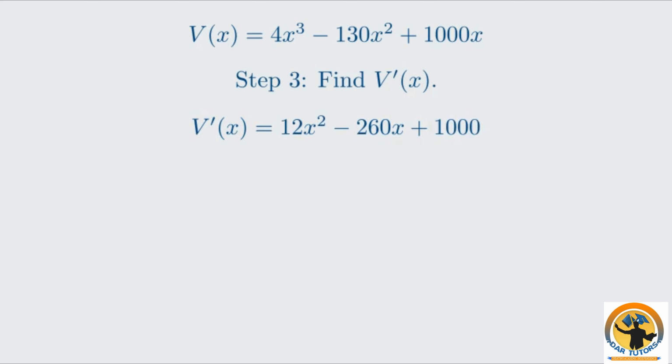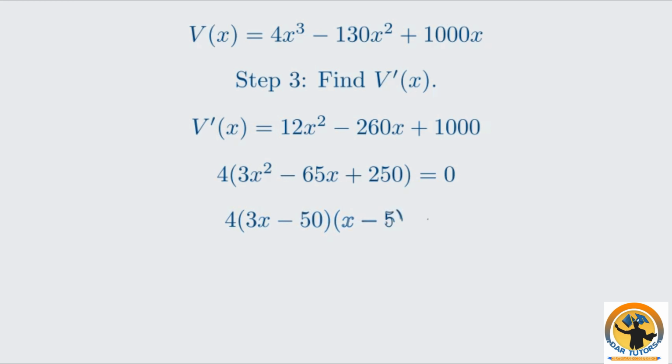We can factor out a 4. This gives us 4 times the quantity 3x squared minus 65x plus 250 equals 0. We can solve this quadratic equation using the quadratic formula or by factoring. Factoring gives us 4 times (3x minus 50) times (x minus 5) equals 0. This gives us 2 possible solutions. x equals 50 over 3 or x equals 5.